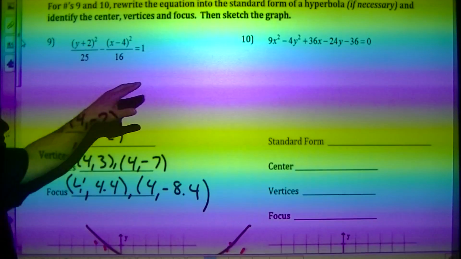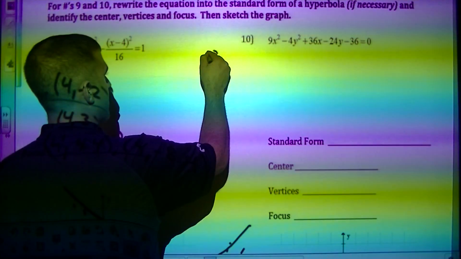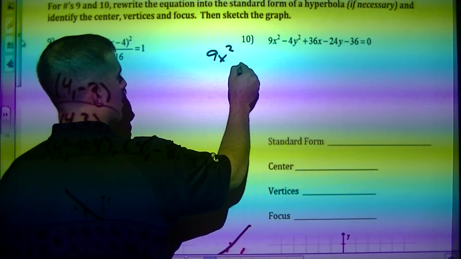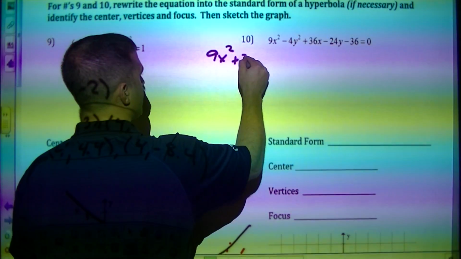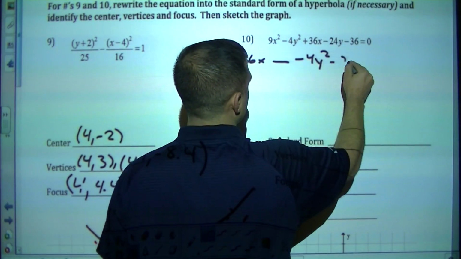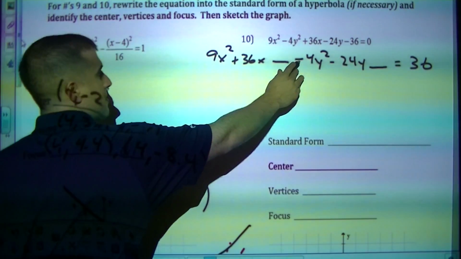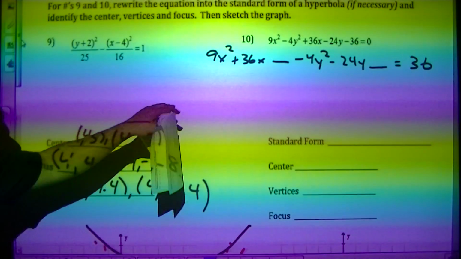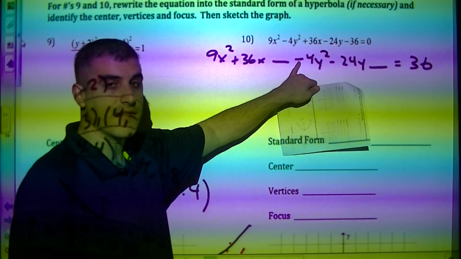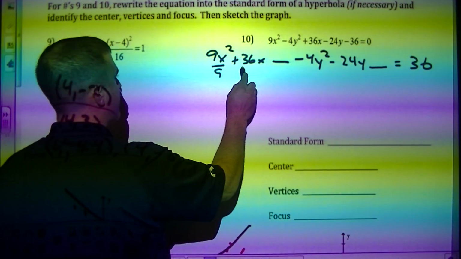Okay, the standard form. Now these ones, I'm going to have to do some extra division here. So I'm going to have 9x² - 36x - 4y² - 24y = 36. Now, I put the y² second because it's negative, not because it's y², but because it's negative. Now, I've got to do some special things here. I've got to divide these by 9.